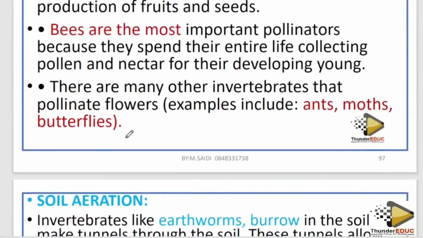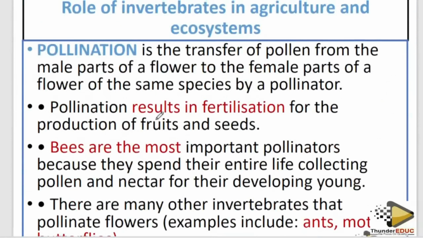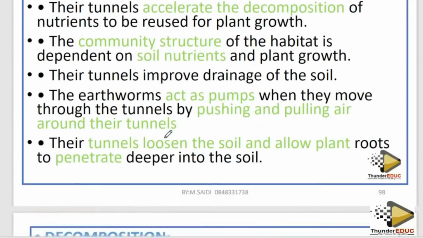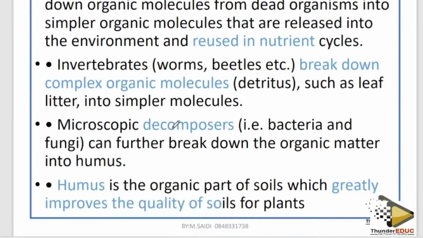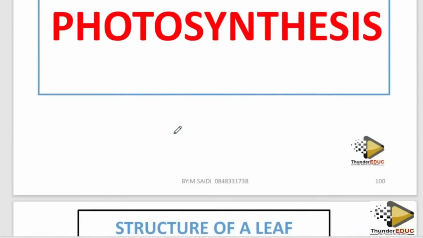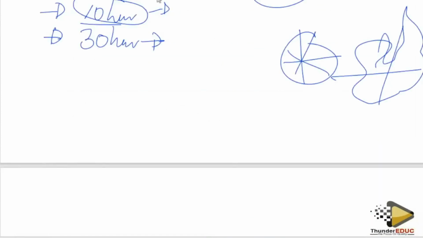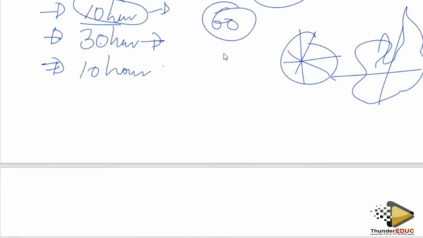So these organisms are very important for pollination. They're very important for aeration of the soil, decomposition. I've taught you this, and then there is a topic. What are you supposed to focus on? Photosynthesis. Because this is a small topic, put 10 hours. So now I have 10, so meaning that now I have 60 hours. Yes.